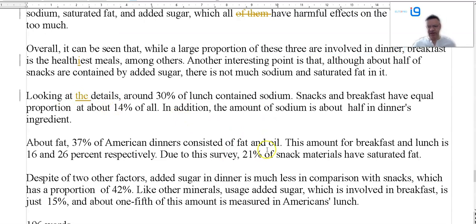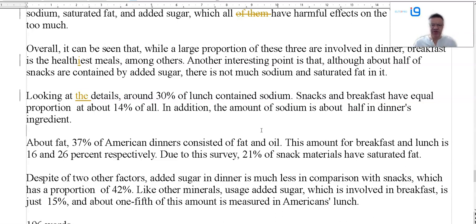Looking at the details, 50% of lunch contains sodium. So what they've done here then is the same thing. So now this is interesting, right? I can't see the point of saying, okay, meals, breakfast is best, dinner's worst. And then instead of looking at the meals, you instead go into the nutrients. So sodium's in this, then fats in this, and how does that make sense?